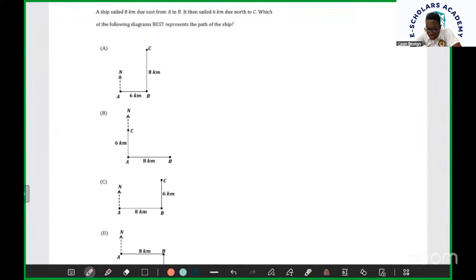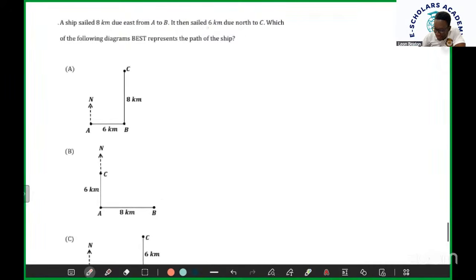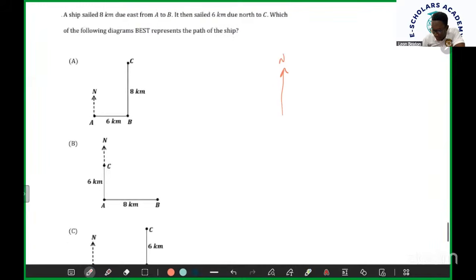All right, so a ship sailed 8 km due east from A to B. It then sailed 6 km due north to C. Which of the following diagrams best represents the path of the ship? So we see we sailed 6 km due north. North is to go up, eh? So 6 km due north.